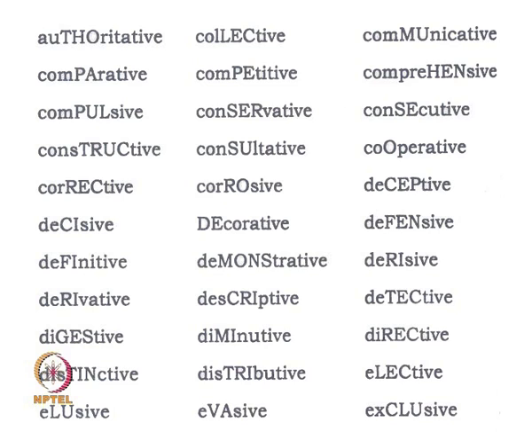It is cooperative. Corrective, corrosive, deceptive, deceive. No, no, decisive. Decisive, decorative, defensive, definitive. No, definitive. Demonstrative, derisive, derivative, descriptive, detective. Okay, you can sit down.